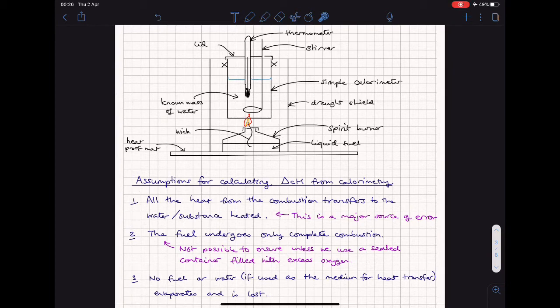The last thing we're going to look at about enthalpy of combustion values using calorimetry, before we move on to looking at enthalpy of neutralization and other reactions in solutions, are the assumptions used when we calculate the enthalpy of combustion using these experimental setups.